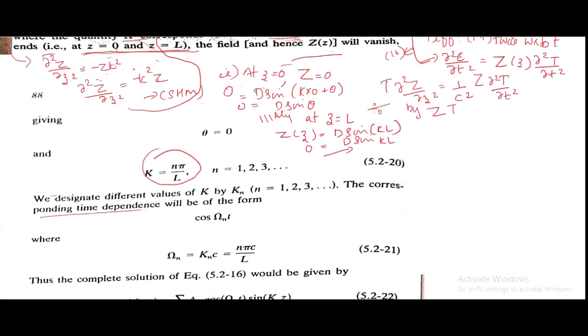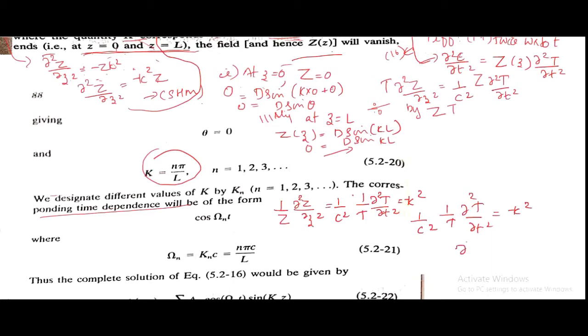And the corresponding time dependence can be found out by considering the equation. By some simplification, we can write (1/c²)(1/T) ∂²T/∂t² = -k², that is ∂²T/∂t² = -k² c² T.